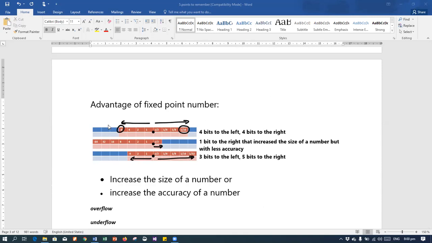Okay, now see, here in this case we have got 1, 2, 3, 4, 5 bits here. We have got 5 bits on this side, and after the decimal 1, 2, 3, 4, 5, 6, 7, so 7 bits here. Now we have fixed the decimal point here, that we cannot change. Okay?